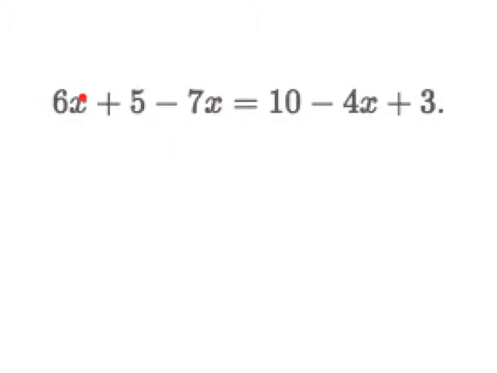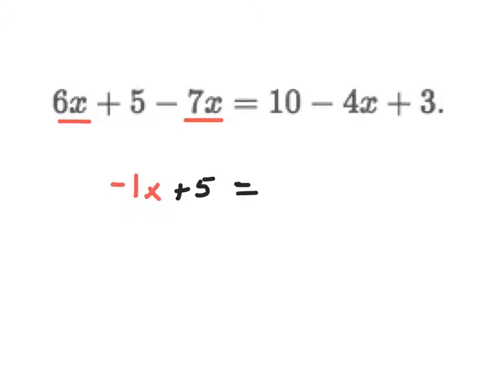Because I notice that I have two x's here, and then on the other side of the equal sign I have this x, okay? So what I want to do first is just combine the 6x and the negative 7x. Okay, so if I do 6 minus 7, that's going to give me negative 1x. Okay, negative 1 times x. I'm going to keep the positive 5 here, because that's what's left over on this side of the equal sign. I'm going to write my equal sign.